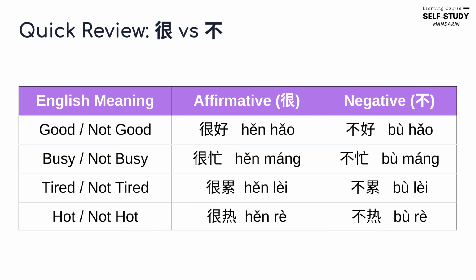Good, not good. 很好, 不好. Busy, not busy. 忙, 不忙. Tired, not tired. 累, 不累. And a new one, hot, not hot. 很热, 不热. Remember the golden rule. Use 很 to link subjects and adjectives, and when you want to make it negative with 不, be sure to drop the 很. Keep practicing these combinations.